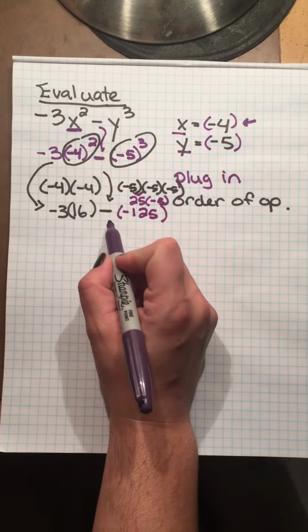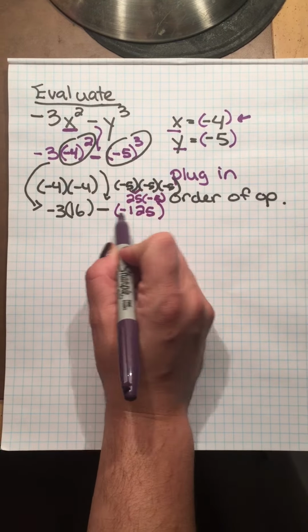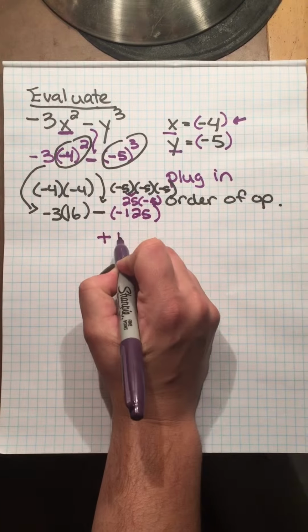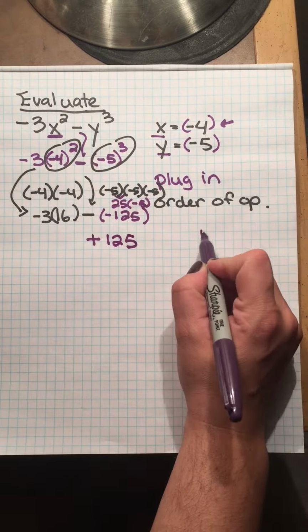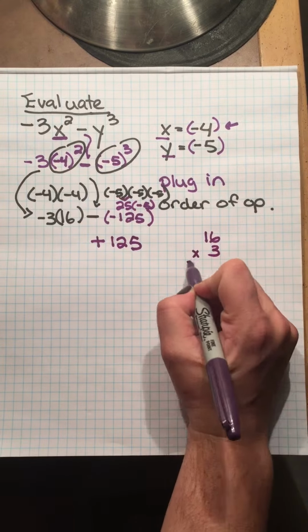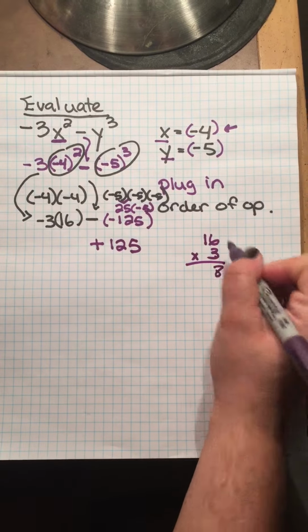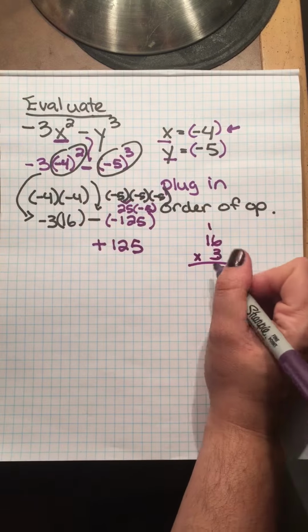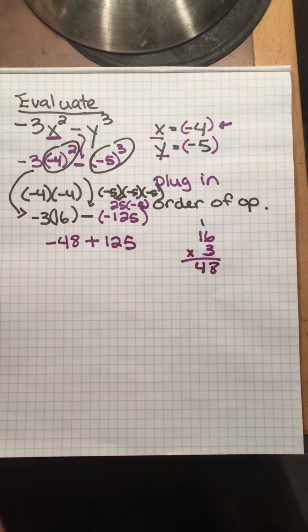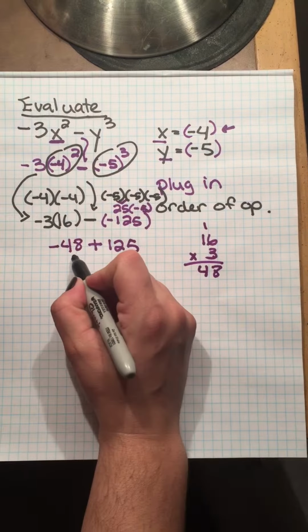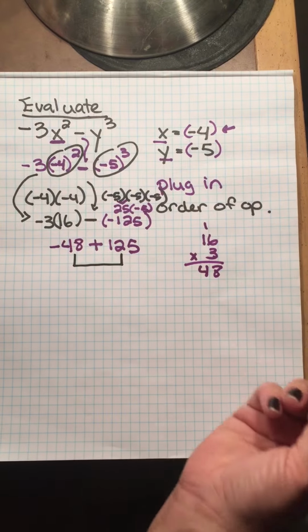Then I'm going to simplify by getting rid of these double negatives and just combining them to make it a plus 125. I have -3 times 16, which I'm going to do over here because we're not using calculators. 6 times 3 is 18. 3 times 1 is 3, plus 1 is 4. You have a -48.